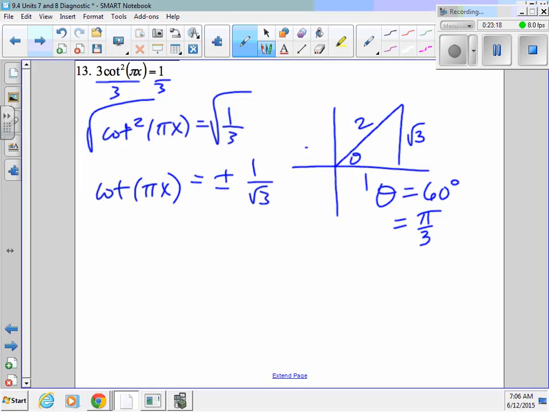So that's going to happen at a reference angle of 60 degrees in every quadrant. So I'm going to say theta is pi over 3, which is 60. Theta is also 2 pi over 3, which is 120. Theta could also be 4 pi over 3, which is 240, or 5 pi over 3, which is 300, plus my repeater.